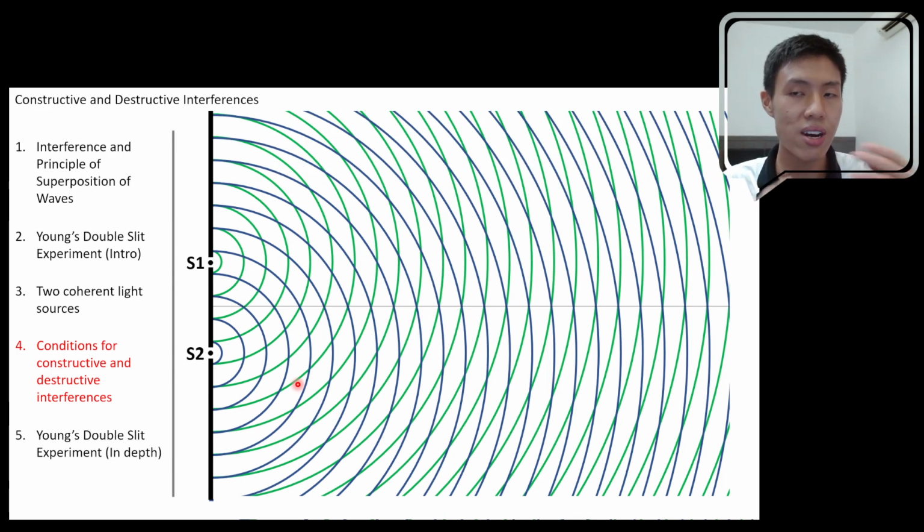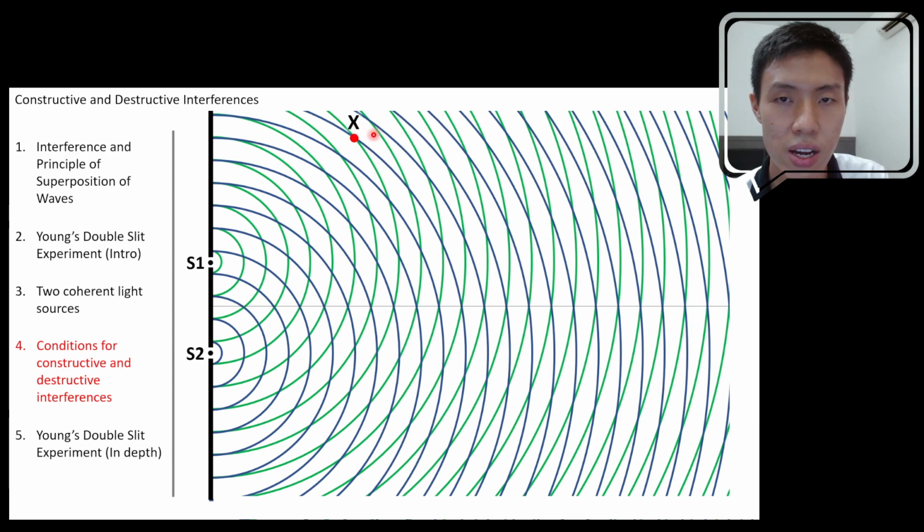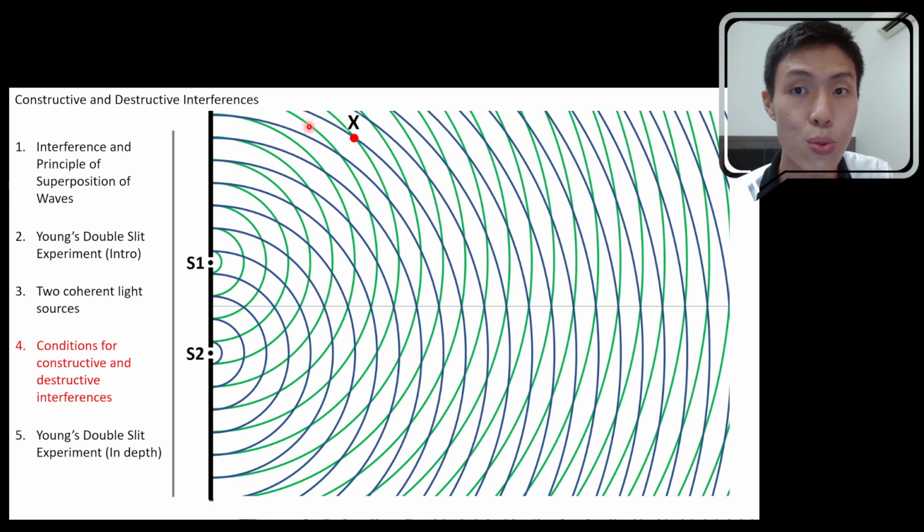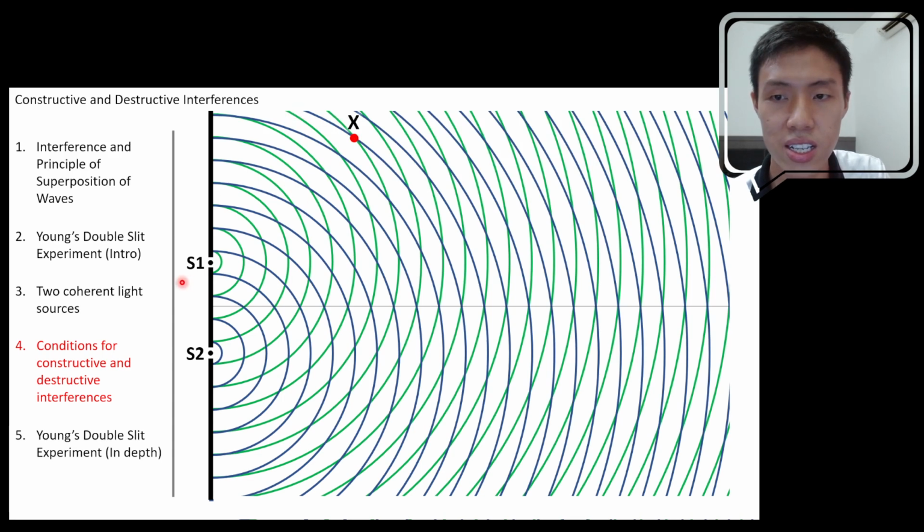Okay, so now let's try to understand which point do we get constructive, and what can we say about its path difference. So here I'm going to pick a specific point called point X. For now, I'm just going to tell you that you see here, it is the intersect of the blue wavefront and the green wavefront, right? Just now I said that every time you see the wavefront, it means that the peak arrives at that point. So if the slit 1 wave arrives at here with a peak, the slit 2 wave arrives at here also with a peak, then its peak meets peak, right?